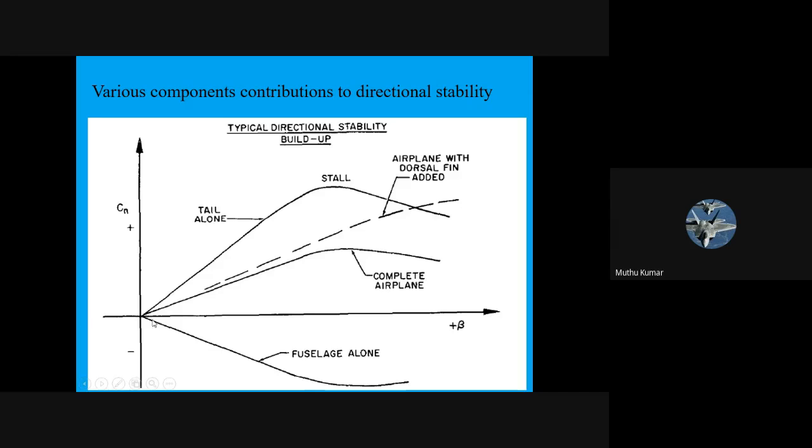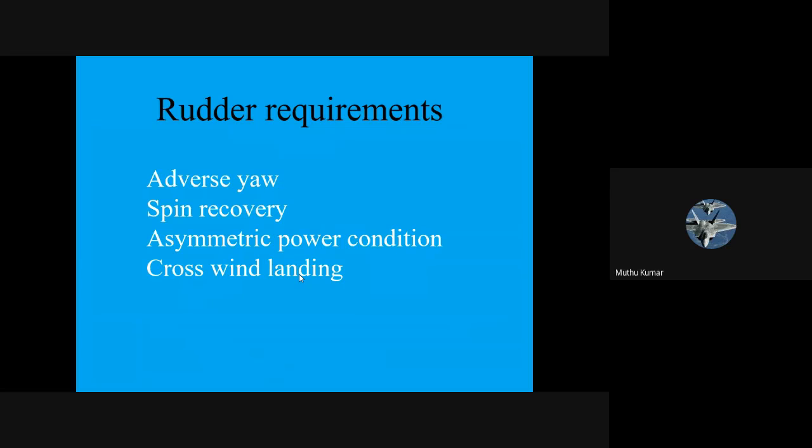What happens if you have only the fuselage? If the aircraft has only the fuselage, with no tail and no wing, it's going to be completely unstable in directional stability. That you have to understand. Okay, so this shows the tail alone, the tail with the dorsal fin, and the fuselage alone. The last one is the complete aircraft. Up to a moderately good side slip angle, it is stable, provided you added the vertical stabilizer, swept back wing, and so on. The fuselage, tail alone, dorsal fin added, and complete airplane.